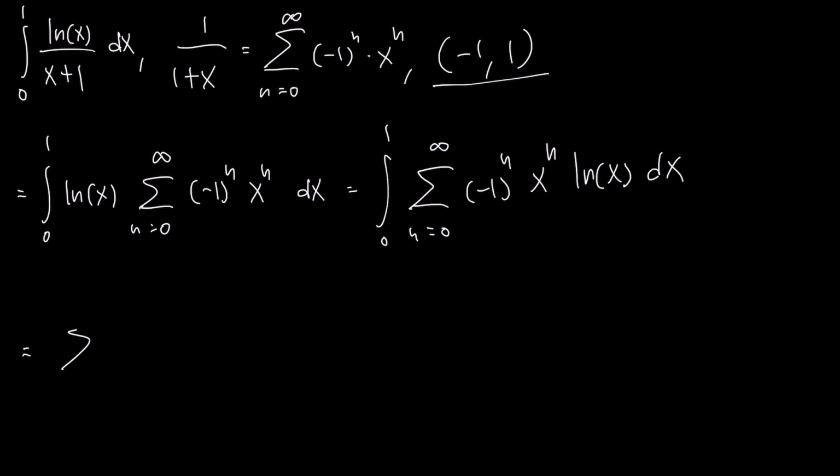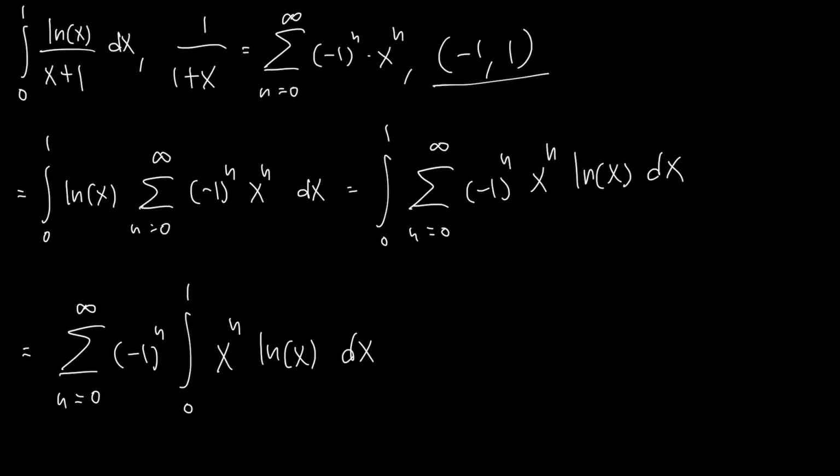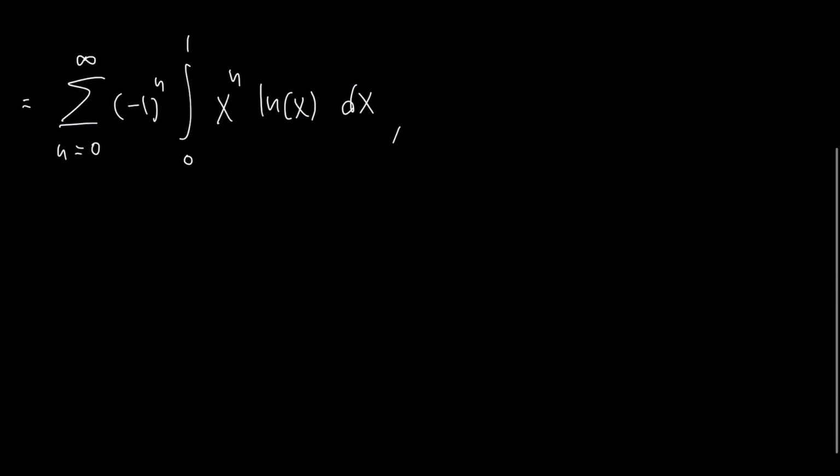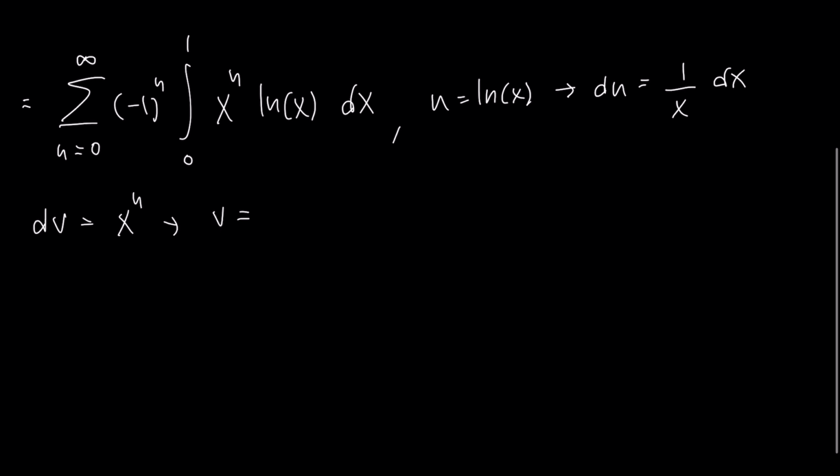This is equal to the sum from 0 to infinity of (-1)^n times the integral from 0 to 1 of x^n times the natural log of x dx. And now we have to evaluate this sub-integral, so we can let u equal the natural log of x, which means that du equals 1 over x dx. We can let dv equal x^n, so that v equals the integral of x^n, which is x^(n+1) divided by n plus 1.